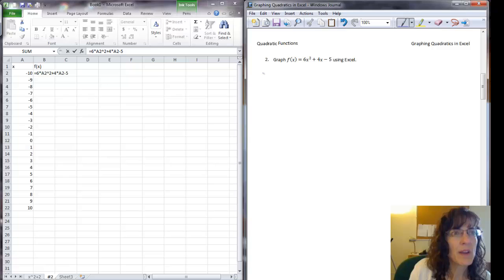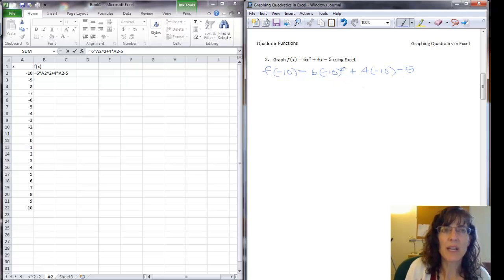If I do f of negative 10, it should be 6 times negative 10 squared plus 4 times negative 10 minus 5. And negative 10 quantity squared is negative 10 times negative 10, which is a positive 100, and I'm still multiplying by that 6 out front. Positive 4 times negative 10 will give me negative 40, and then I have a negative 5 there, so I have 600 minus 45, so 555, and that is my f of negative 10.